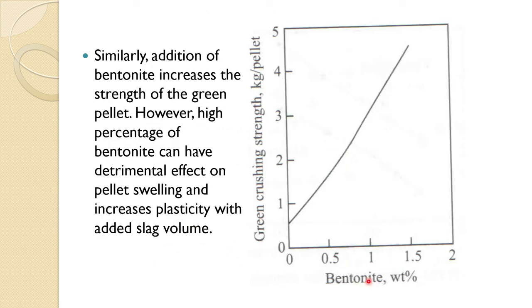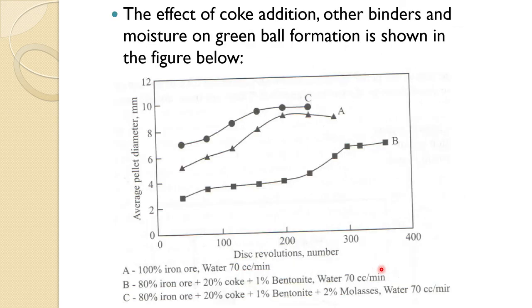Now, bentonite: as you increase the bentonite, you can see the green crushing strength increases, which is actually good, but you can't use very high bentonite because it has a detrimental effect on pellet swelling and increases the plasticity with added slag. So, up to some extent it is fine. Sometimes even molasses is also used in place of bentonite.